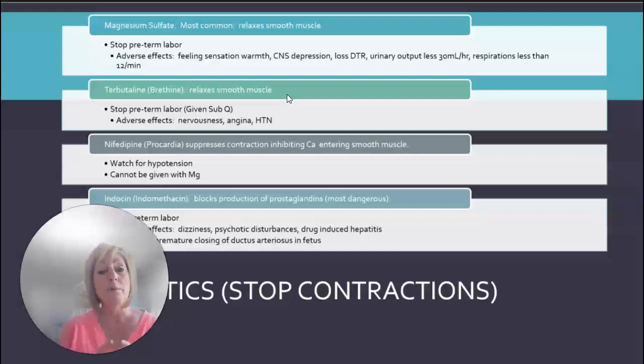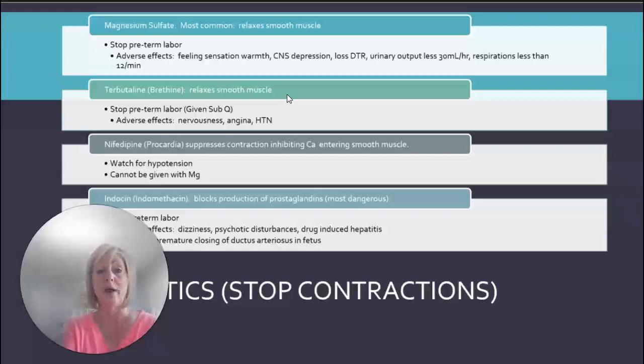But the biggest side effects that we see with this, a couple of things that we need to tell our moms: the minute that you start to give your magnesium, they're going to feel this really warm flush come over their body, and that's normal. It's an irritant to their veins, so it may be a little painful. It does cause CNS depression, so we want to look for loss of our deep tendon reflexes, a decrease in urinary output, and especially a decrease in our respiratory rate. If we start seeing decreased DTRs and respirations below 12, we need to stop our mag and get some mag levels.